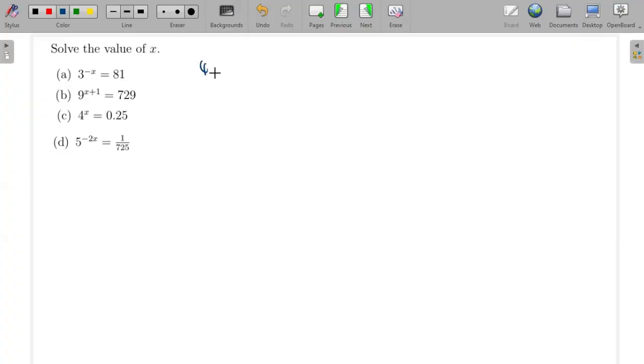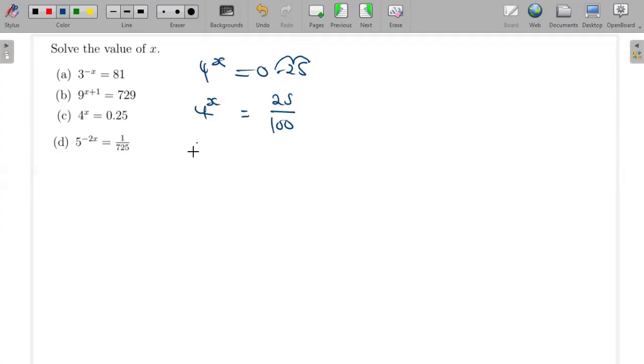So next you have 4 to the power x, and this here is equal to 0.25. Okay, so how are we going to write this? So this 0.25 here, if I move the decimal, I'm going to have that this here is just 25 over 100 equal to 4 to the power x. I mean, the x is an exponent there. So it's equal to like this.